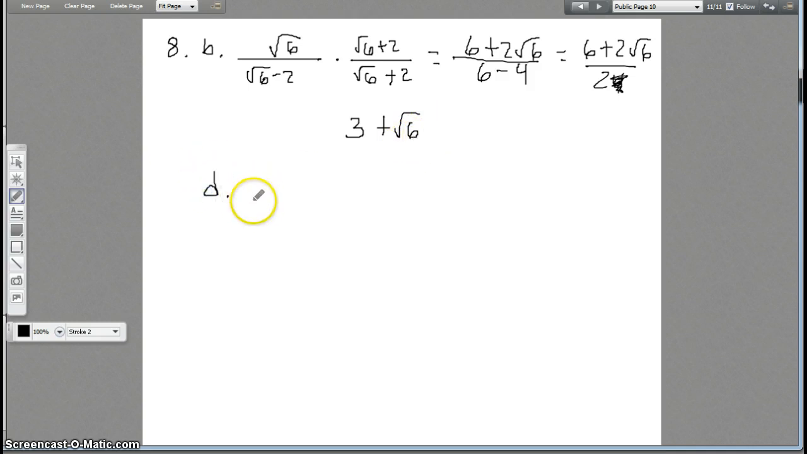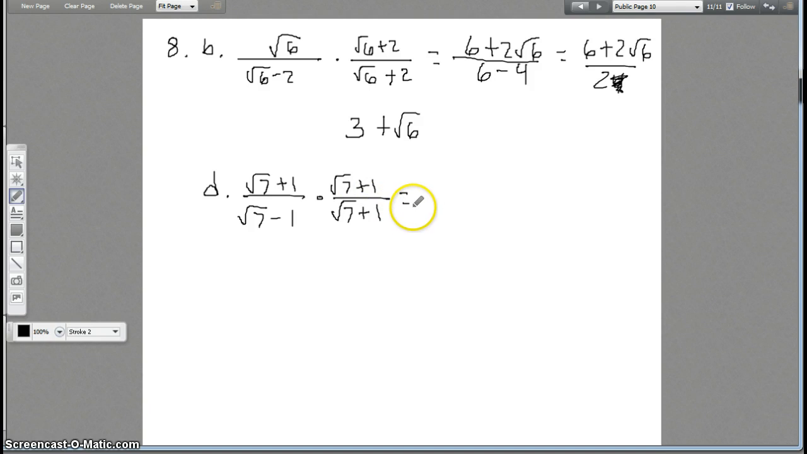Part D is square root 7 plus 1 over square root 7 minus 1. What we need to do is multiply by the conjugate of our denominator. So I'm going to write my times in my fraction bar. The conjugate of root 7 minus 1 is root 7 plus 1. Same two terms, but we have a plus instead of a minus. And now we write the same thing in our numerator.